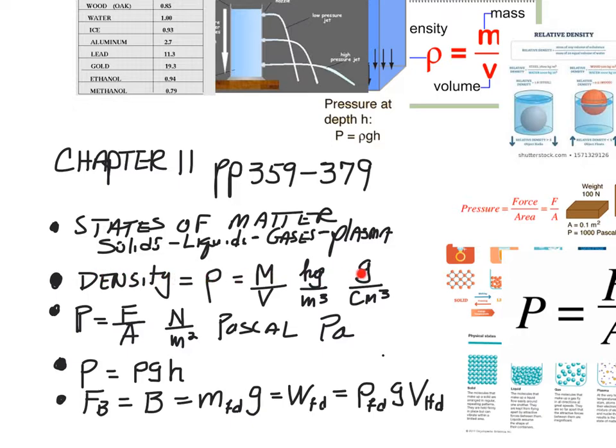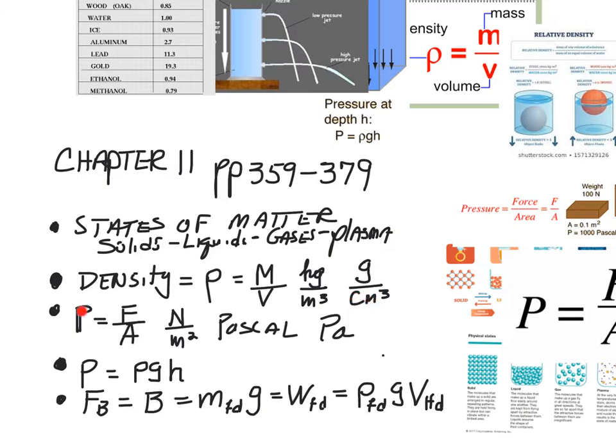Then we need to be familiar with the concept of density. We did that in the first lab. This is the symbol rho. It's the symbol we use for density. We don't use D. And it's the ratio of mass to volume. And so it has units of kilograms divided by meters cubed, or sometimes for convenience, because it's a more tangible scale, we'll use grams and centimeters cubed.